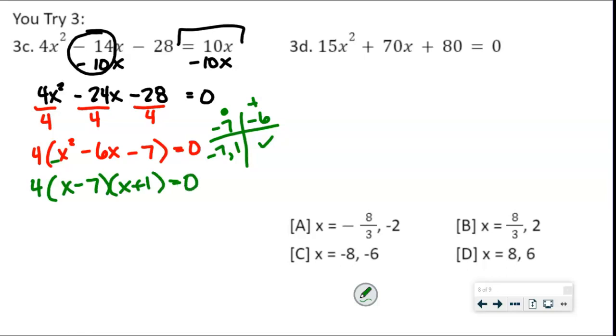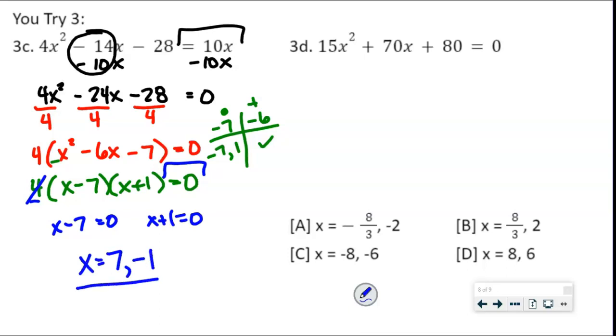But is that our final answer? No, right? Because they're equal to 0. Remember the trick, can 4 ever equal 0? No, so it just cancels out. x minus 7 is equal to 0 and x plus 1 is equal to 0. That means x is equal to positive 7 and negative 1 after you solve, from adding 7 here and subtracting 1 here.